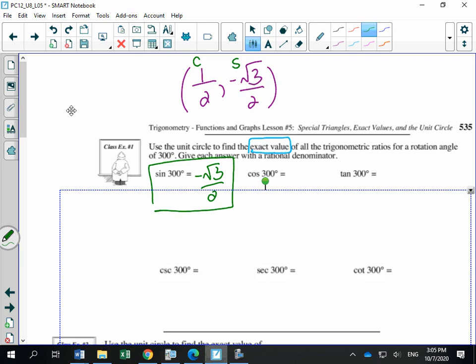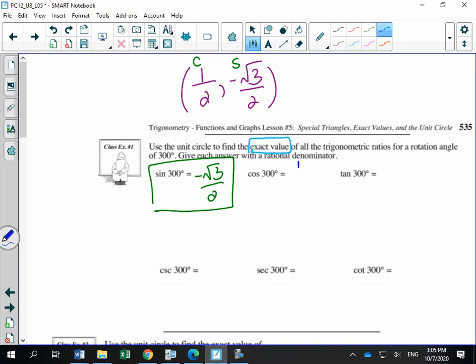The cosine of 300 degrees we will do next. So the cosine of 300 degrees is the x coordinate, which is 1 over 2. The tan of 300 degrees is equal to y over x. So that would be negative root 3 over 2 times the reciprocal of your x coordinate, which is 2 over 1. Your 2's would cancel, and the tan of 300 degrees is equal to negative root 3.